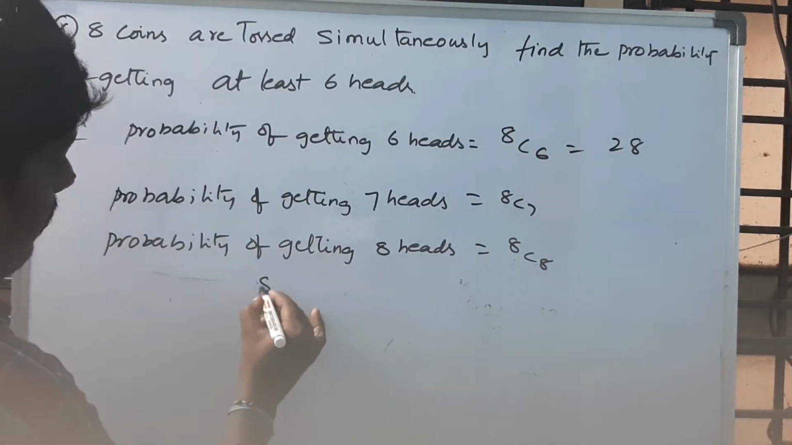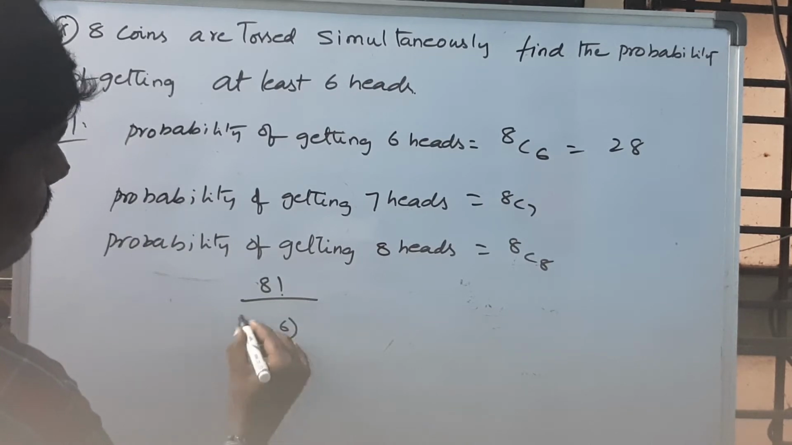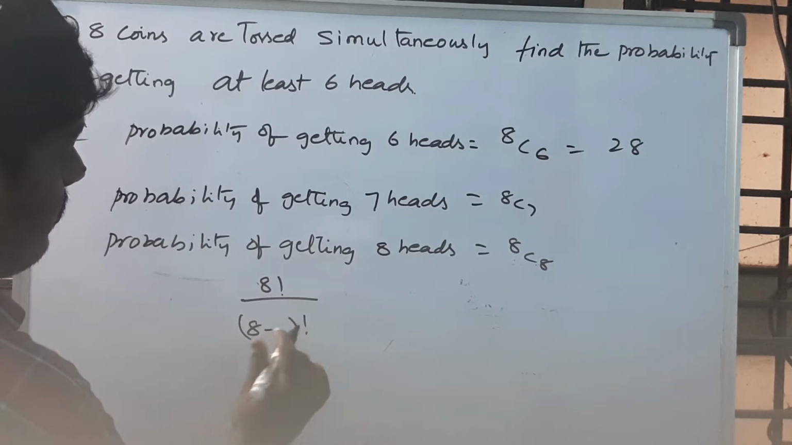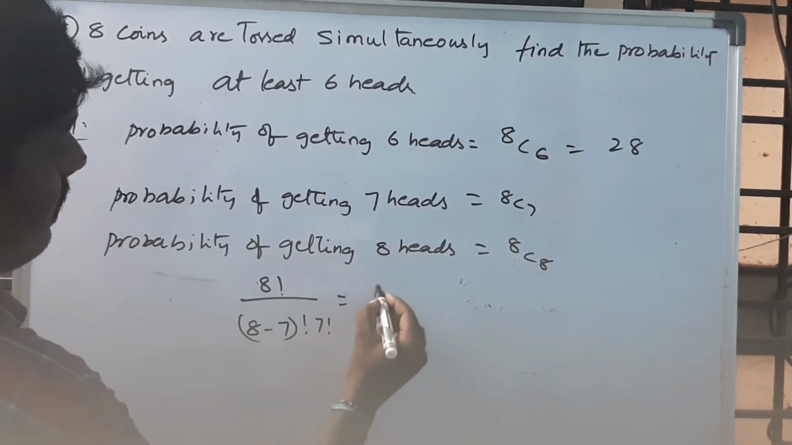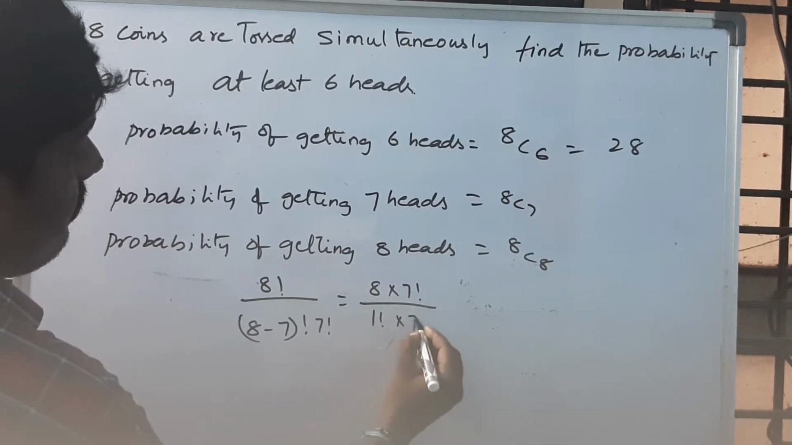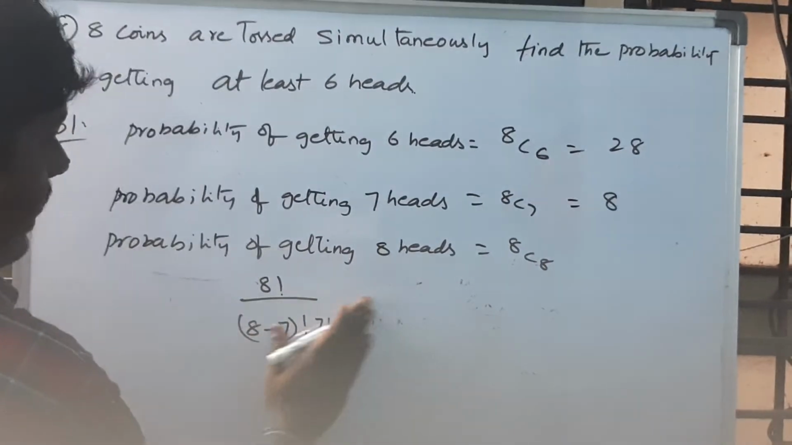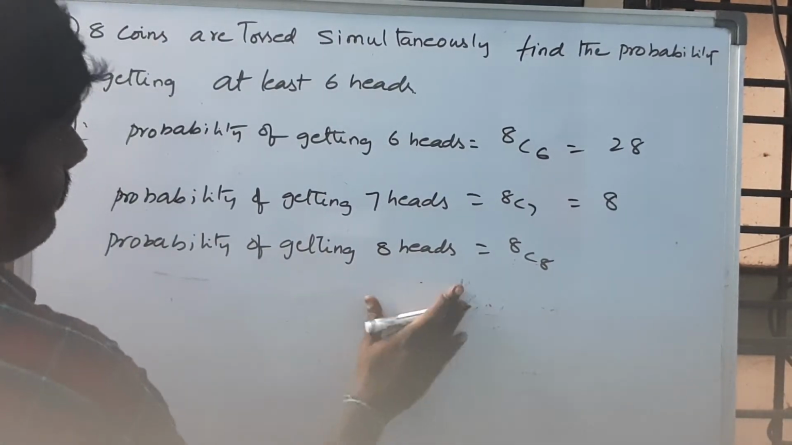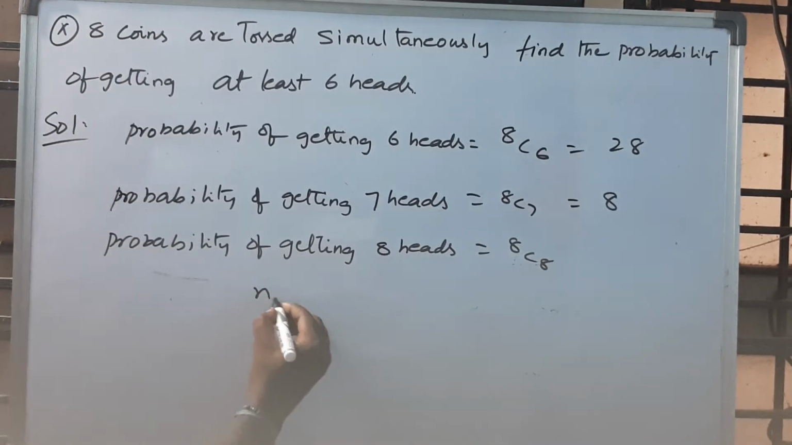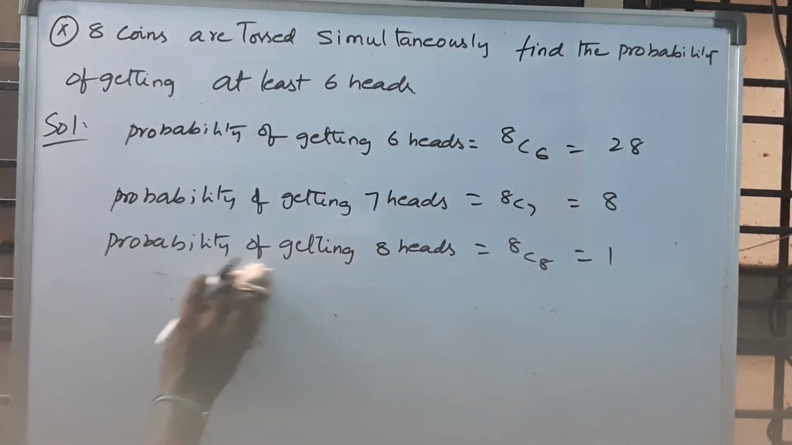8C7 is 8 factorial by 8 minus 6 factorial into 8 minus 7 factorial into 7 factorial. So 8 into 7 factorial by 1 factorial into 7 factorial. The 7 factorials cancel, remaining is 8. So what about 8C8? nCn is equal to 1, we know that one. 8C8 is equal to 1. Next.